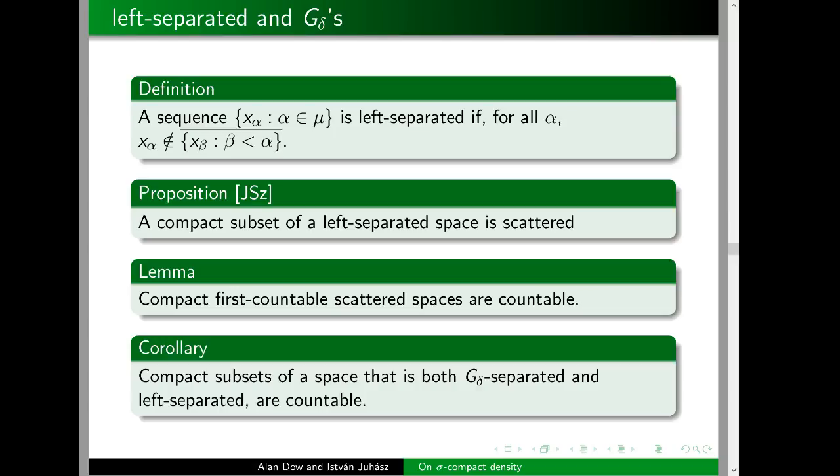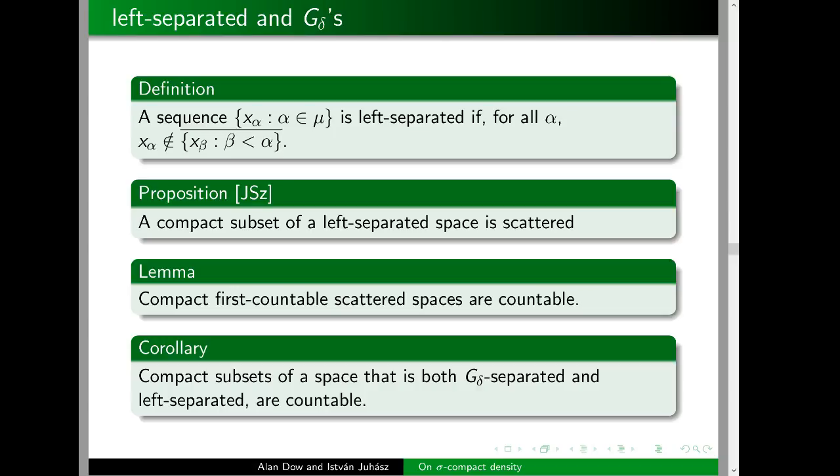No, they don't get pairwise disjoint. They just, each point is in a G delta set that hits the set in exactly that point, right? So sort of like a generalization of discrete. I guess we can say discrete in the G delta topology. So if the space is G delta separated and left separated, as in this sense, then putting these two things together, you can see that compact subsets are common.